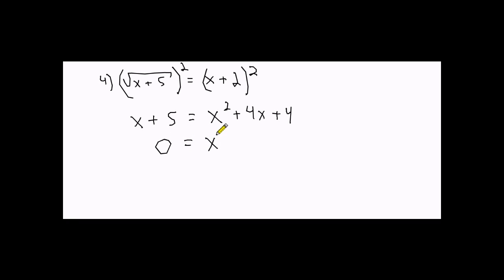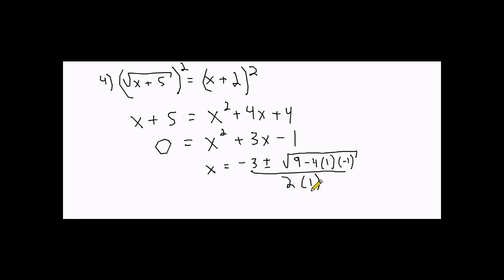Get everything on one side. X squared plus 3x minus 1. And that doesn't factor, so we use the quadratic formula, and you end up with x equals negative b, which is negative 3, plus or minus the square root of b squared, which is 9, minus 4 times a times c over 2a, 2 times 1. And the best you can simplify that down to is negative 3 plus or minus the square root of 9 plus 4 is 13 over 2. And you're done.